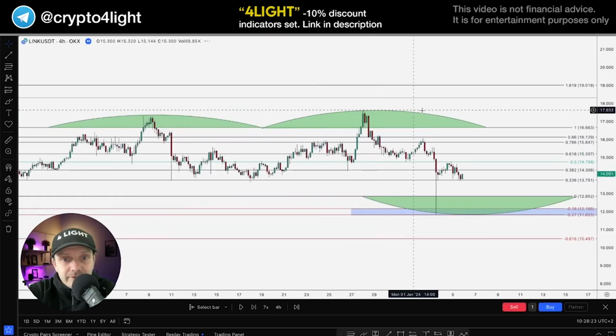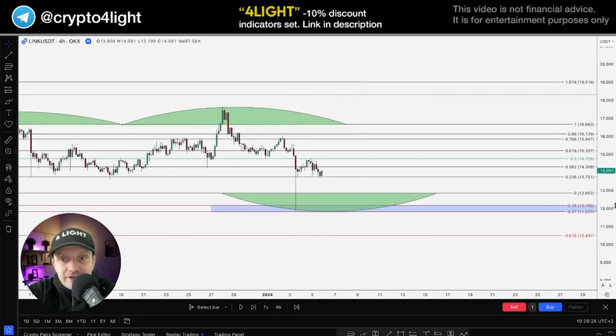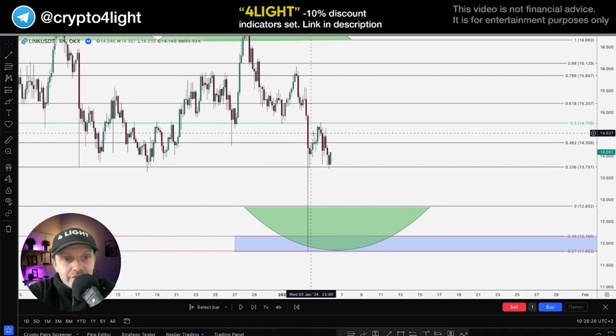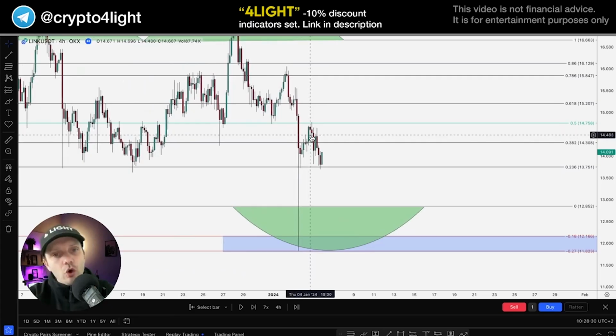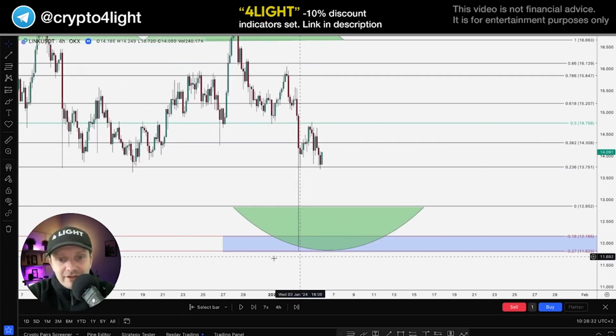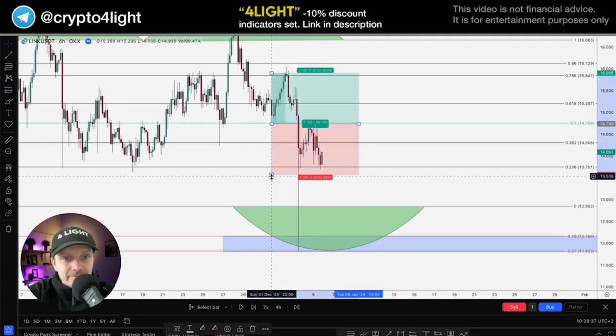Let's say 4-hour time frame. Imagine how many trades you can open here. Take a look how accurate that is on Link. Not all coins trade like Link, of course not. But take a look here, 0.5, stop like 3%, bam.